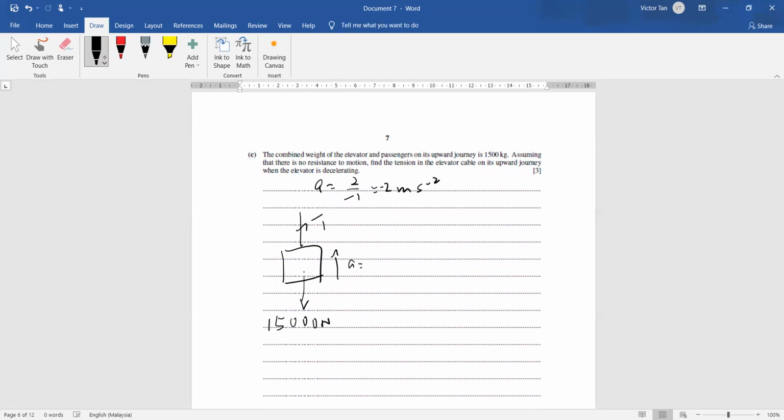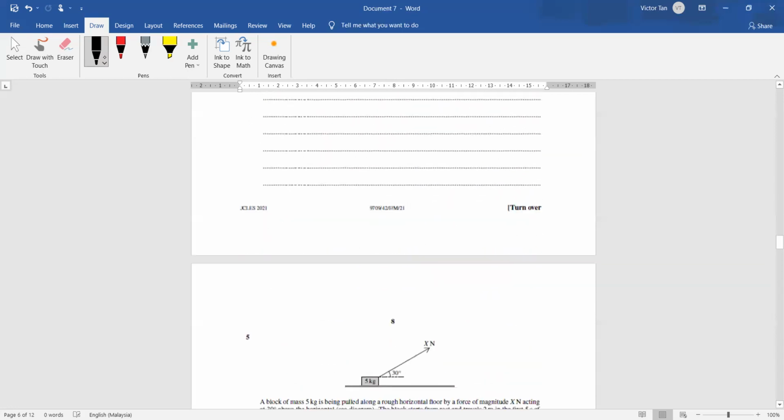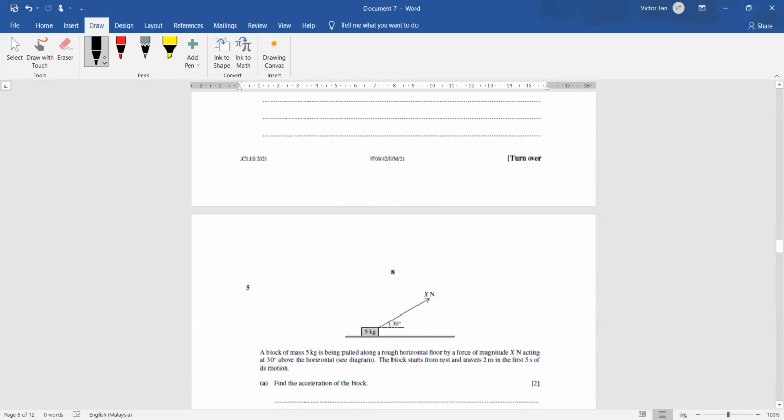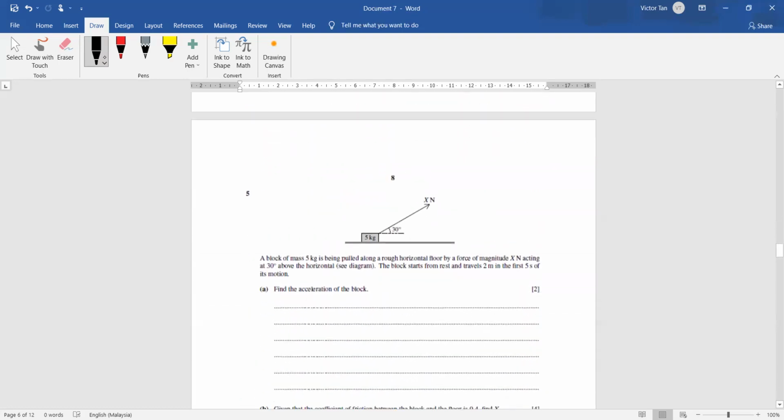Up, a equals negative 2. F equals ma. F is the resultant force, which is T minus 15,000 equals 1,500 times negative 2. T equals 12,000. That's it. You have it. Now, questions on acceleration are always F equals ma.